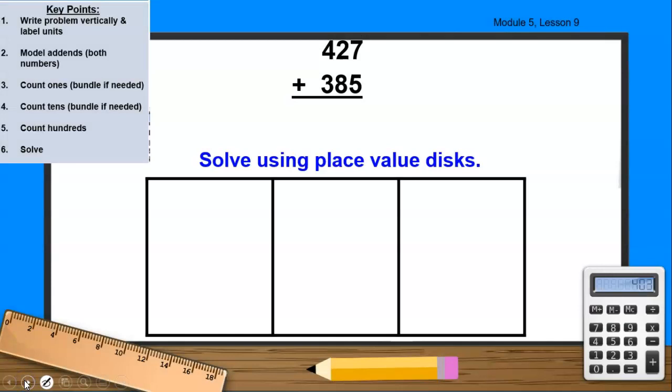So, we're going to use the place value language to work this problem using the chip model. The chip model is the dots. So, first thing is look over here. Write the problem vertically and label the units. I already did it, so I have the ones, the tens, and the hundreds.